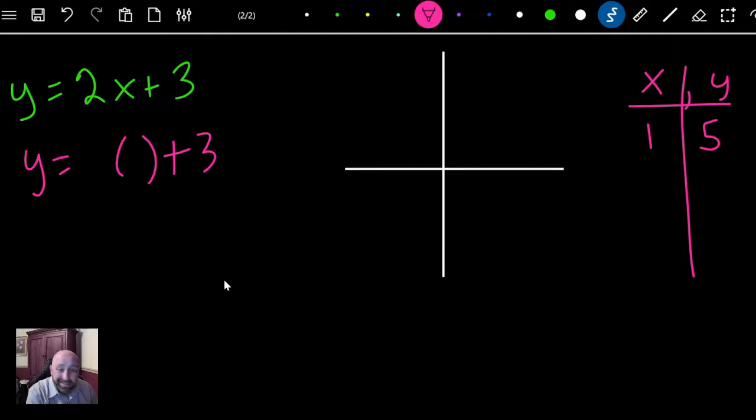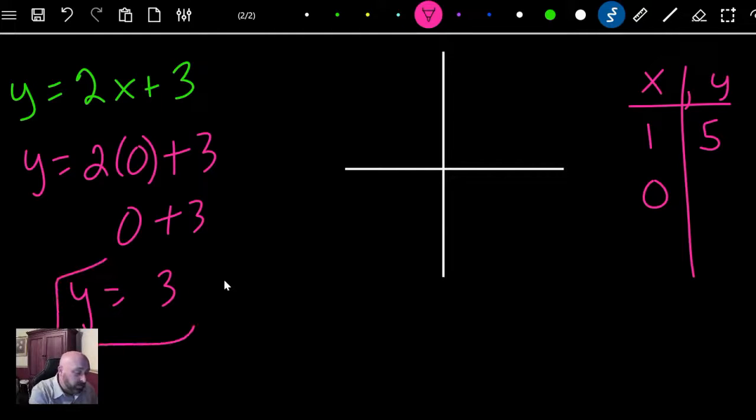So we're going to do the same process, except we're going to change the number that we put in. So let's do 0. All right. So now 2 times 0. What do you get when you multiply 2 times 0? 0 plus 3, and 0 plus 3 is 3. So when X equals 0, Y equals 3.